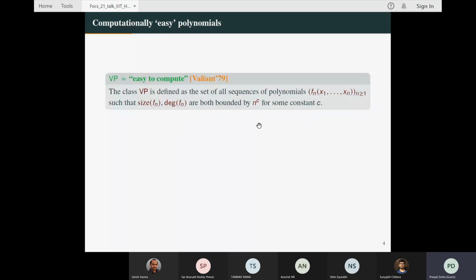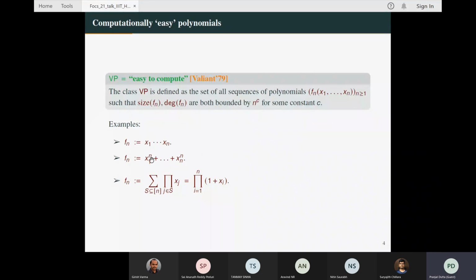So if a polynomial family Fn is inside VP, that means we say that this Fn is easy. Let's see some examples. These are my 3 examples. For example, just a monomial x1 up to xn. This is a trivial circuit, right? You just multiply x1 up to xn. There is this product gate, and you have x1 up to xn variables at the top, and that's it.